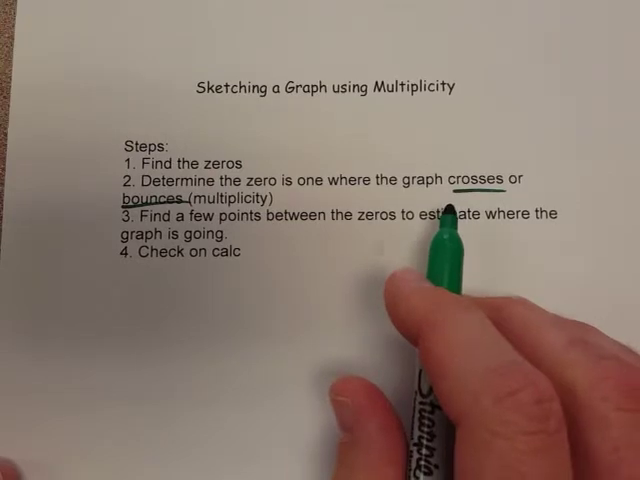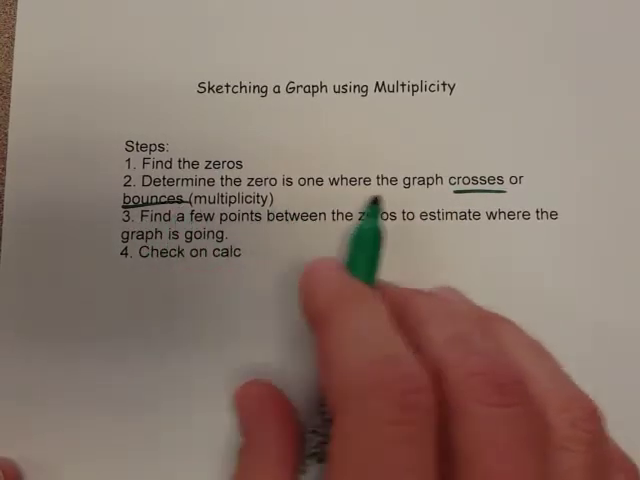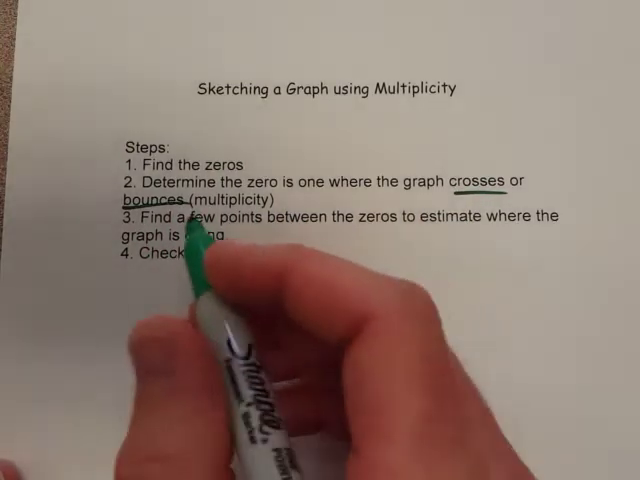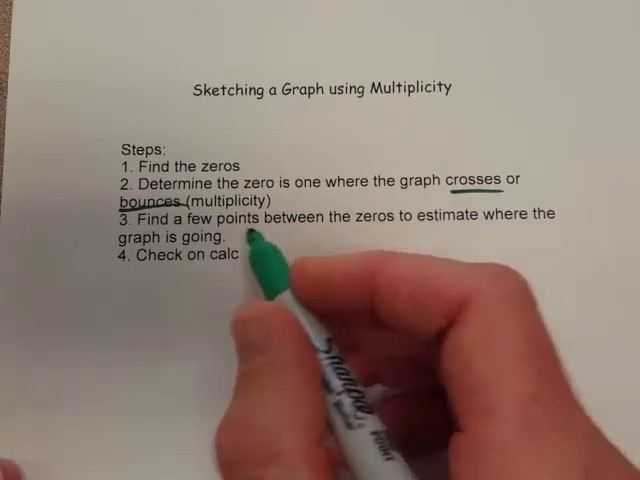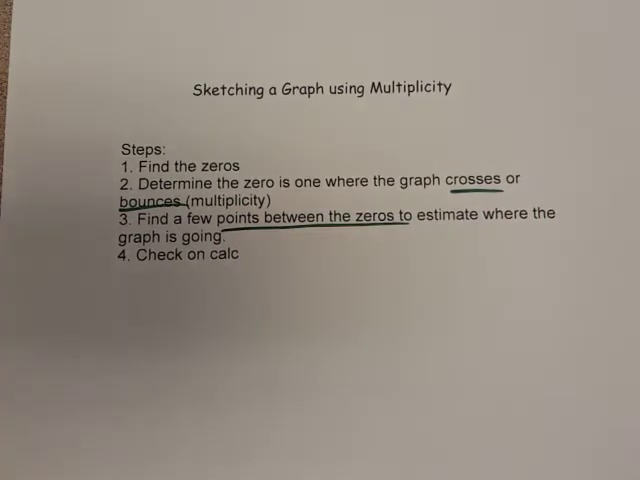Once we do that, once we graph those zeros and see if they cross or bounce, then we're going to find a few points between the zeros to estimate where the graph is going. Now, this is going to be an estimate of the graph. It's not going to be perfect, but it's going to be as close as we can get with the information we have. If we want better estimates, all we have to do is make more points, and that's something that you'll be able to see as we go along here.